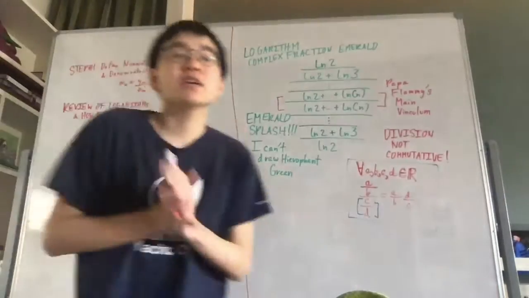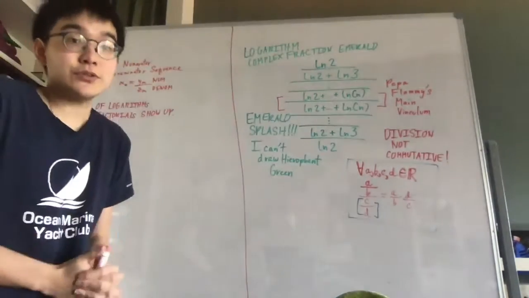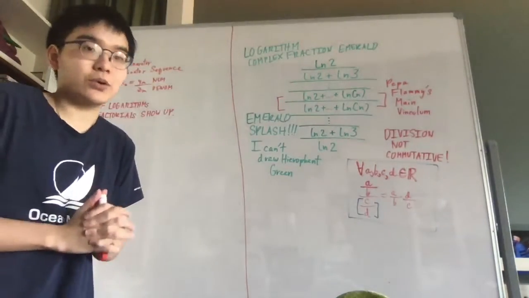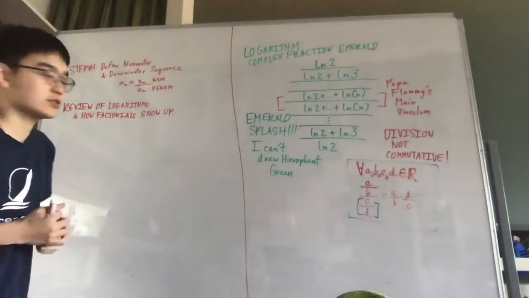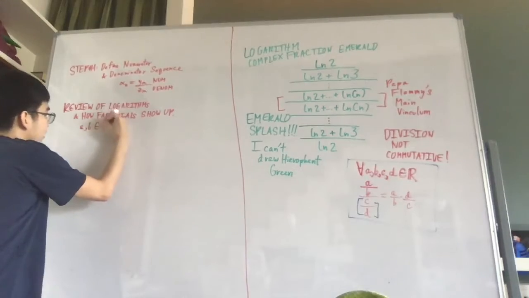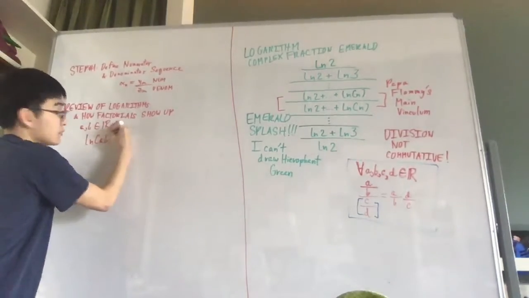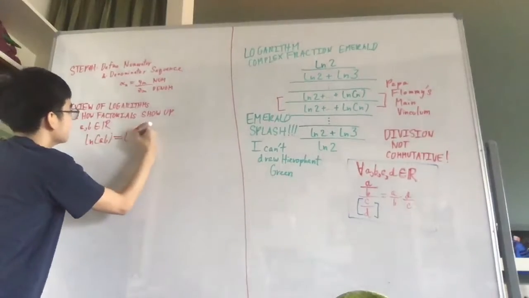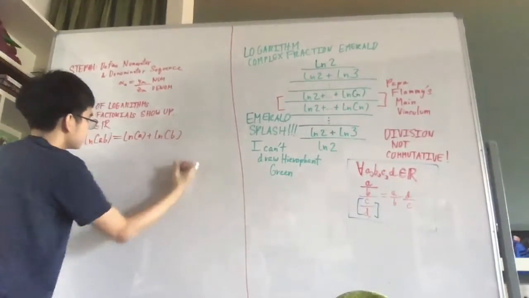Okay, first, the necessary computational algebra prelims. We're going to have to use two things, logarithms and factorials. First one is the law of addition for logarithms in general. If you're given any real numbers a, b, then the natural logarithm of their product equals the sum of their logarithms. In other words, ln of ab equals ln of a plus ln of b.